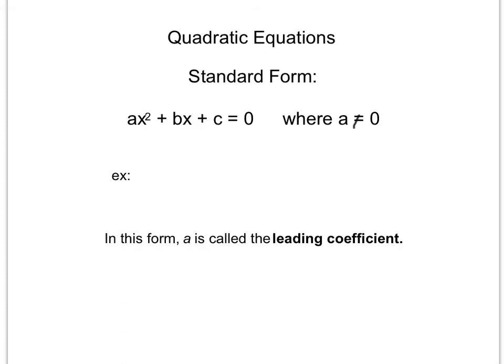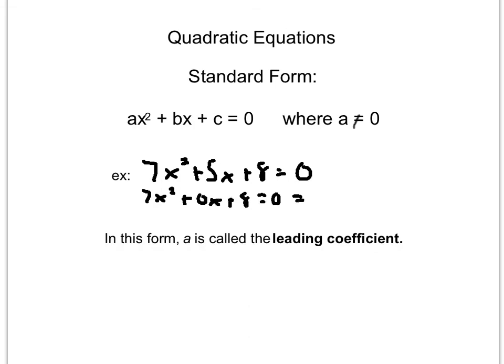So for example, it can look like this. We could have 7x squared plus 5x plus 8 equals 0. We could have 7x squared plus 0x plus 8 equals 0, which would be the same as just 7x squared plus 8 equals 0. So they can take this form where there's no x value. But again, we have to have the squared part for quadratics, otherwise they would be linear equations.